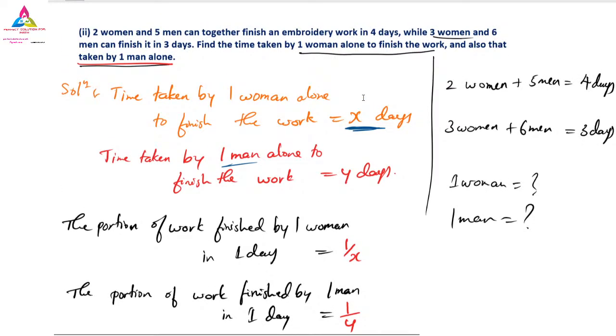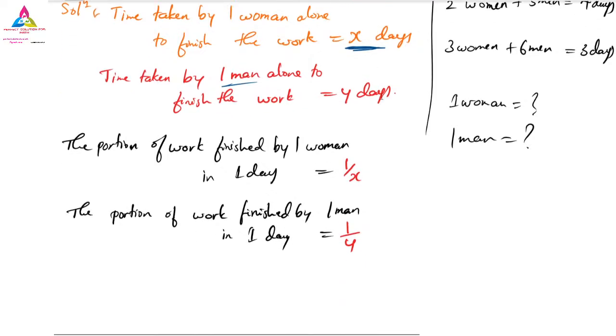So here is the tally of one man and one woman. But according to the question, the first statement they have given: how many women? Two women and five men together can finish the embroidery work in how many days? 4 days. So this one we can write down. Two women, so two times one woman's work. How much portion will she complete in one day? One woman will complete 1 by x. So there are two women.